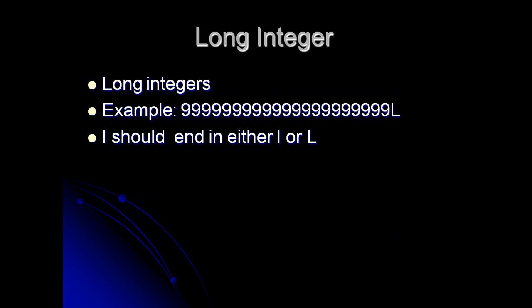Similarly, when you want to work on long integers, you have to declare the variable with the value, and at the end you have to give L for long. That means that variable will internally be declared as a long.